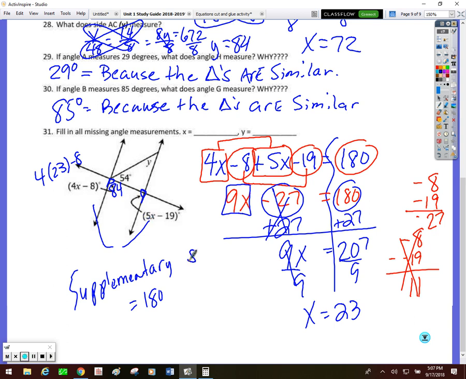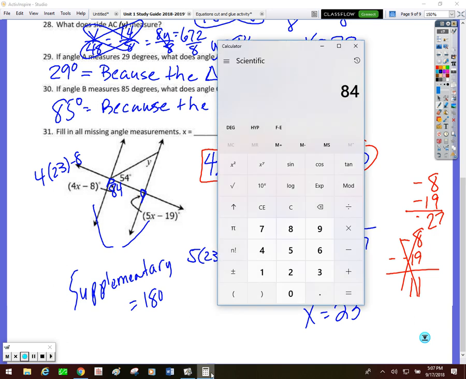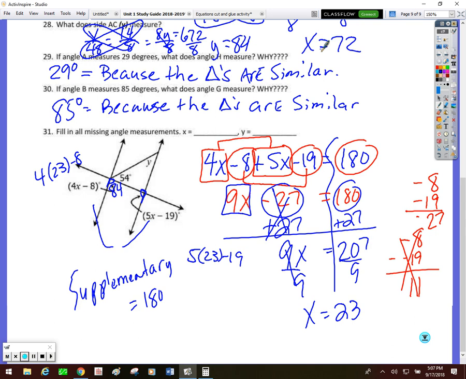Just to be safe, let's see. 5 times 23 minus 19. Let's just be safe. 5 times 23 minus 19 is 96, okay, which is exactly what we wanted it to be. So this angle here is 96 degrees. Okay, let me move that out just a little bit where you can see it.